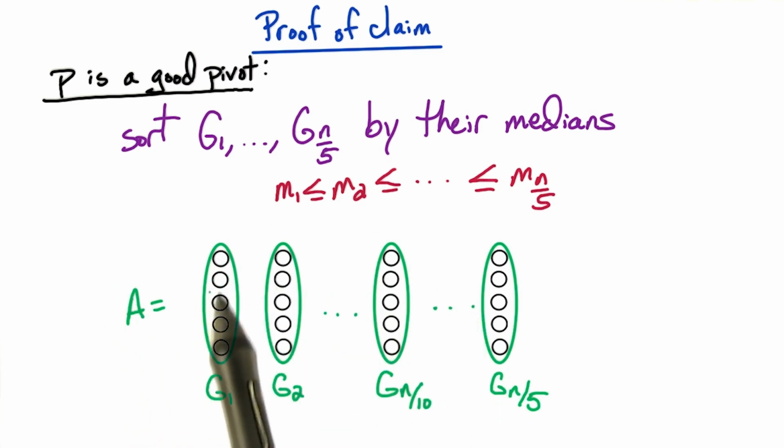Here's the first group. It consists of 5 elements. Here's the second group, G2. It consists of 5 elements, and so on.